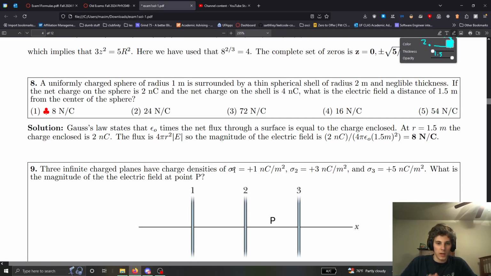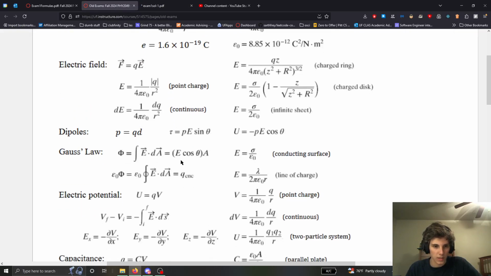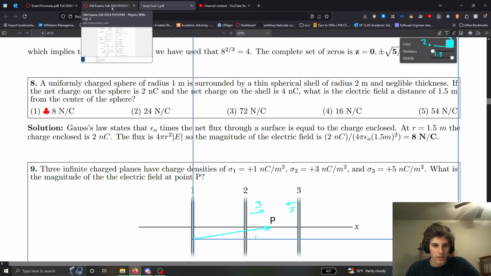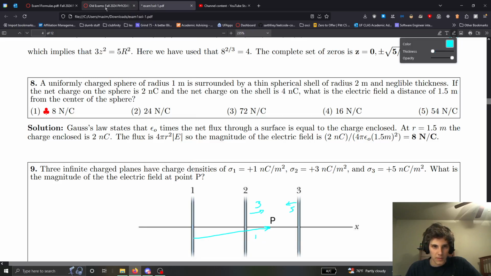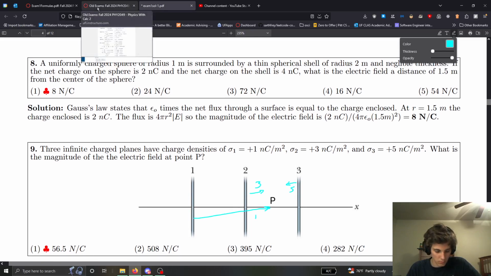These ones. Okay. What is the magnitude of the electric field at point P? Well, you can kind of imagine these charge densities like emanating from each of these. So like here you'd get a 5 coming this way and a 3 coming this way, and then from all the way over here you'd get a 1 coming this way. This is when we start getting into flux, by the way. And because of this, the flux is, what is this? Yada, yada, yada. Number 9.